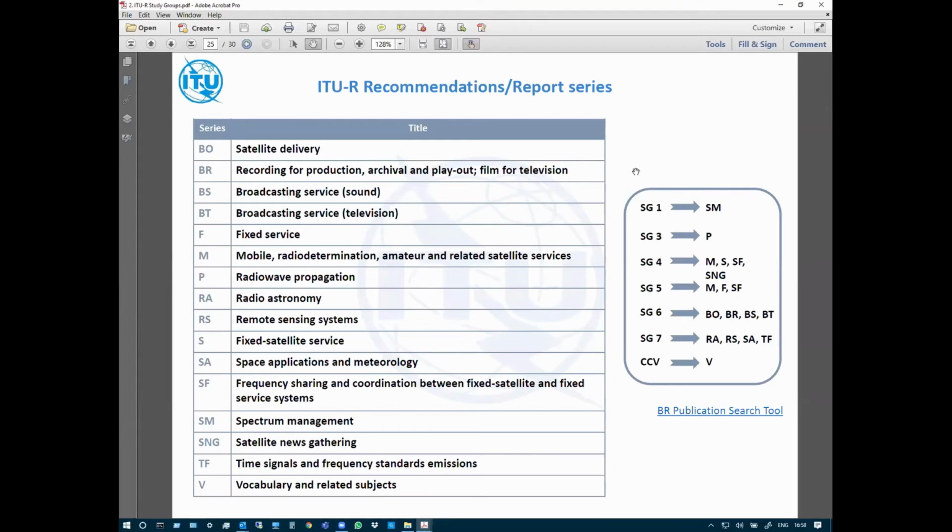And here we have the indication of which study group is taking care of every series. As you see, except in study groups 4 and 5, we have this SF, of course, because of the topic, they need to coordinate between groups 4 and 5, between terrestrial and space. But with this section, every group has control of a specific series of the publications.